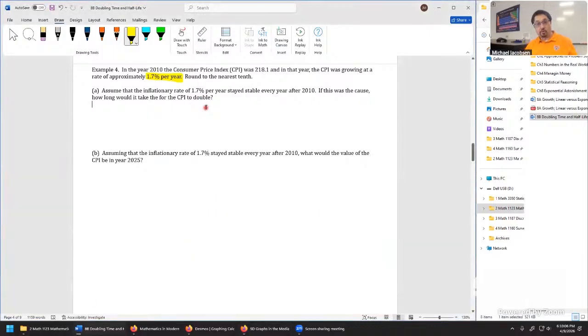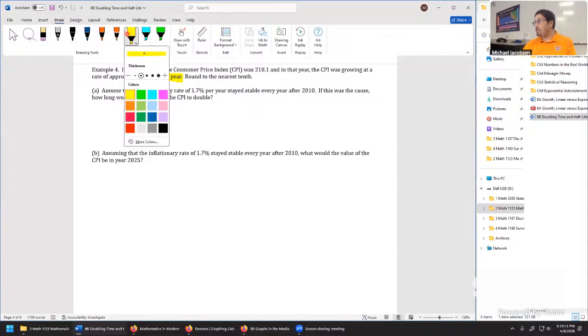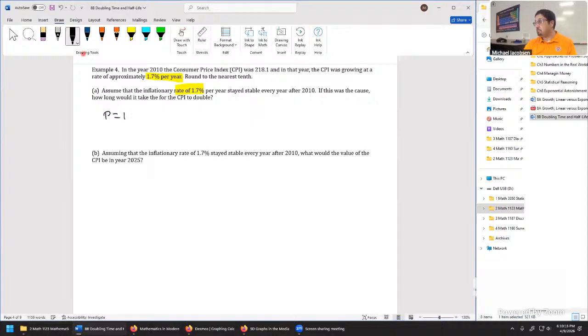But now we have a different question we're resolving. We're wondering if it's growing by that rate of 1.7%, what then is going to be the doubling time for CPI? When is it going to completely double? So here it says, how long would it take for the CPI to double?